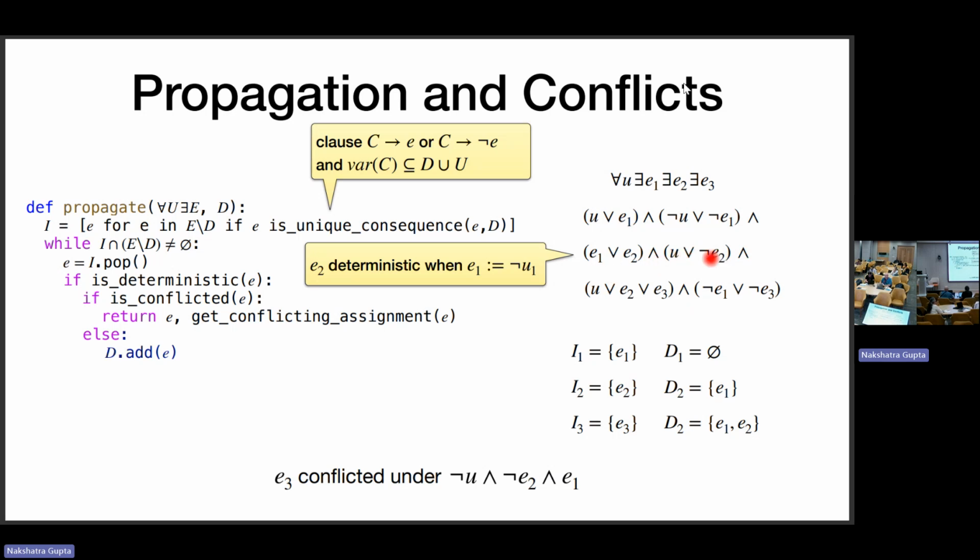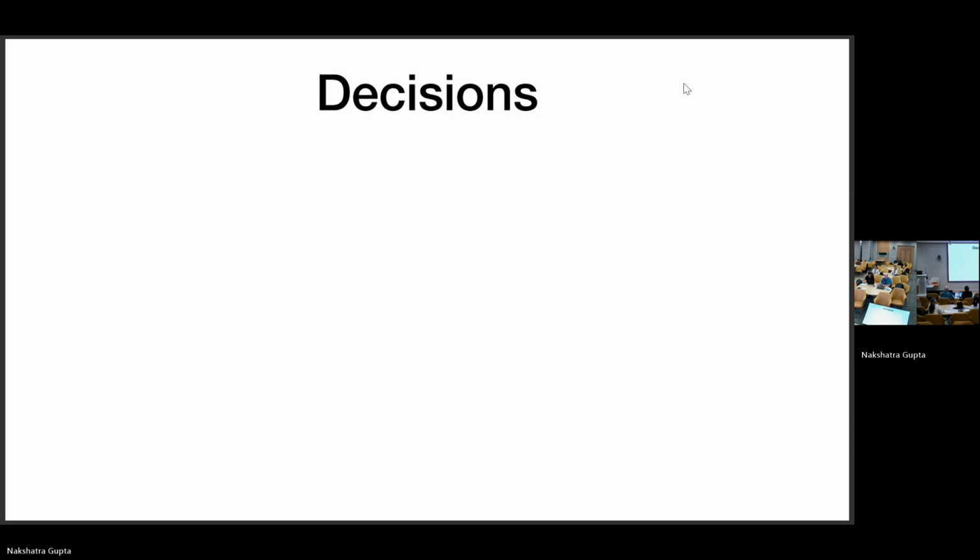So we have these two clauses where E2 is a unique consequence, or where E2 was a unique consequence in the previous iteration. These define the function for E2. And in case U is false, E2 has to be false as well. Okay. So here we have a conflict for E3, and the algorithm, the propagation routine, will return E3 along with that conflicting assignment. We'll get to how that kind of conflict is analyzed in the next slide. Before that, we have to talk about decisions in this algorithm.